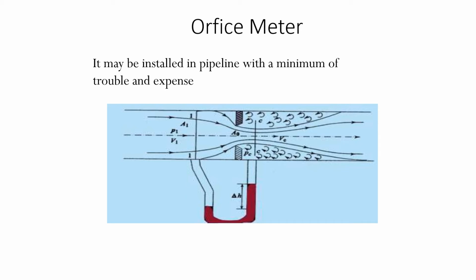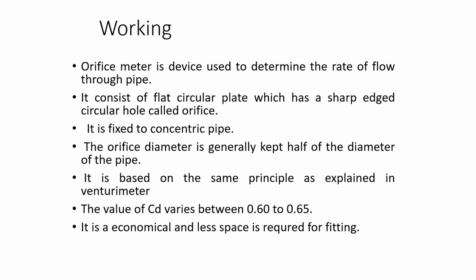When velocity increases, the static pressure after the orifice plate will be reduced. This works on the principle of differential pressure. This is a device to determine the flow, and it has a fixed concentric pipe, that is, the diameter is gradually decreasing at one end. The coefficient of discharge is 0.6 to 0.65.